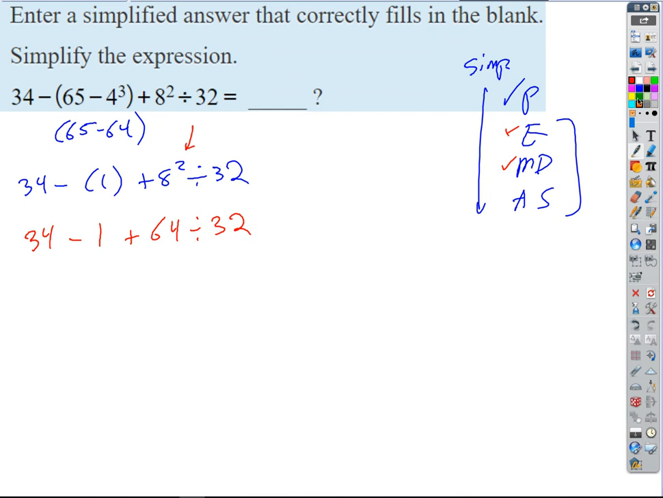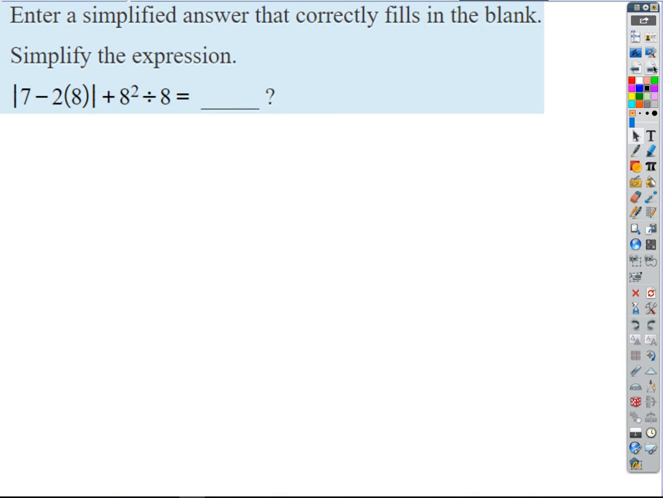Okay? So we're going to get 34 minus 1 plus 2. Last step? Add, subtract from left to right. So 34 minus 1 is, plus 2 is, there it is. Okay. What about this one? Same thing, right? We're just going to go through order of operations.